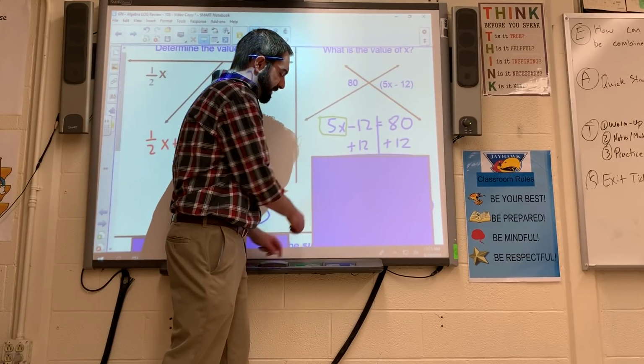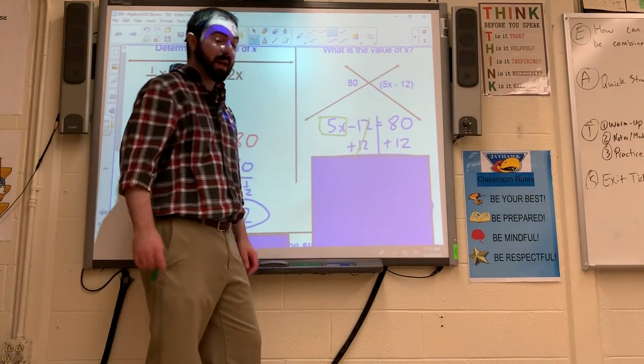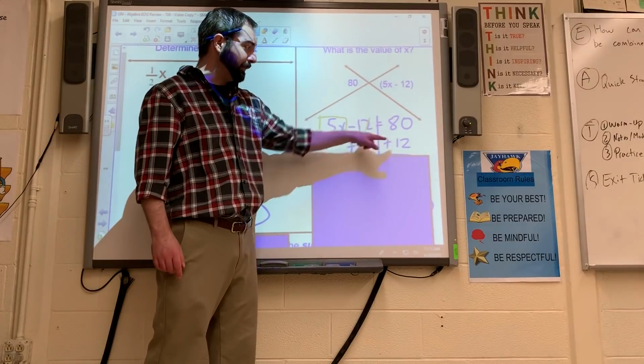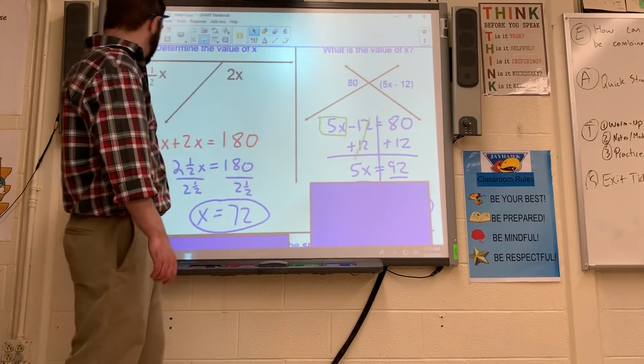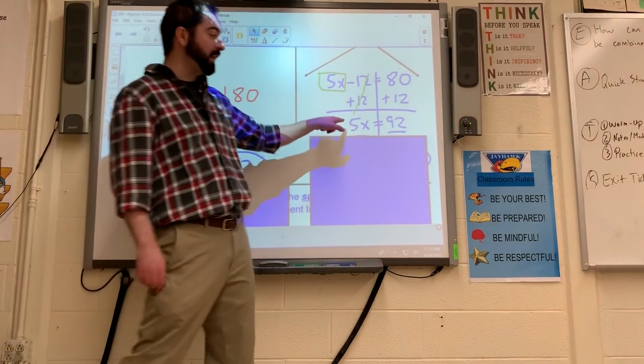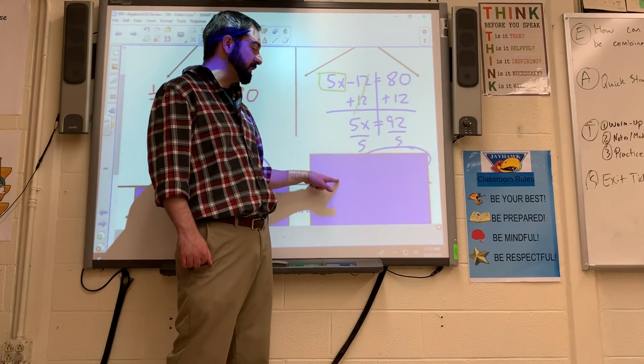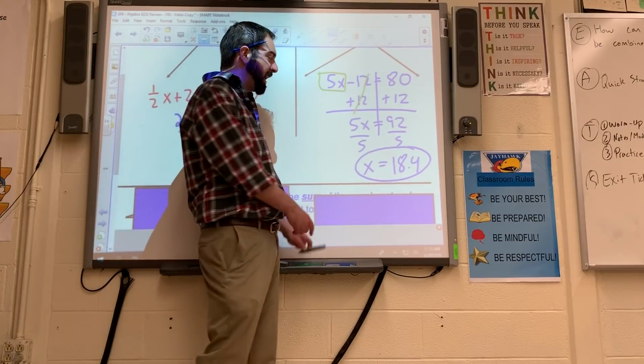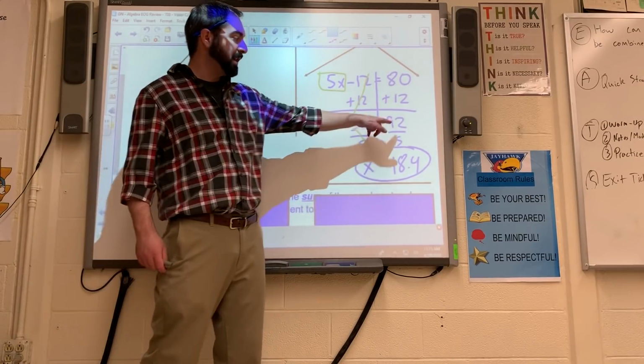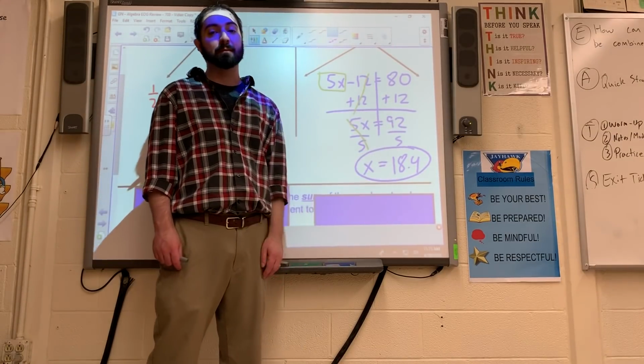So the first thing I did was add 12. Negative 12, positive 12 goes away. 80 plus 12 is 92. So again, I'm down to a one-step equation. 5 times x is the same as 92. Well, I said times 5, so I divide by 5 on each side. 5 divided by 5 is 1x. 92 divided by 5 is 18.4.